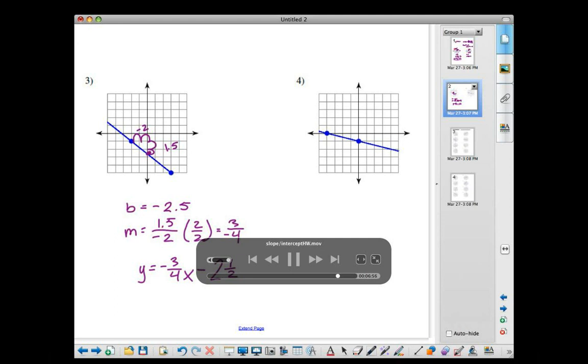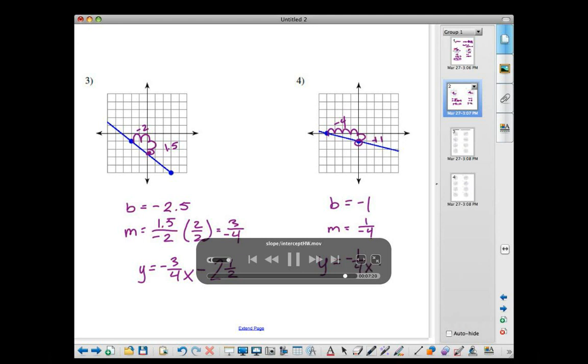Lastly, I have a y-intercept here of negative 1, so b is negative 1. I have a slope with a rise of 1 and a run of 1, 2, 3, 4 places in the left direction, so that's a negative. M is equal to 1 over negative 4. And my equation is y equals negative 1/4 x minus 1.